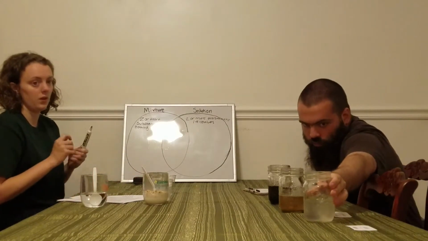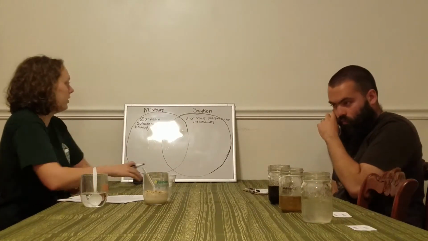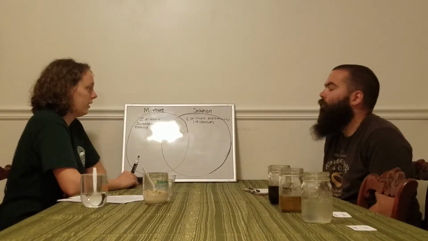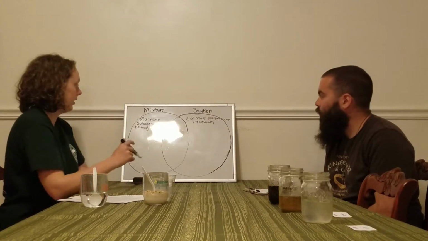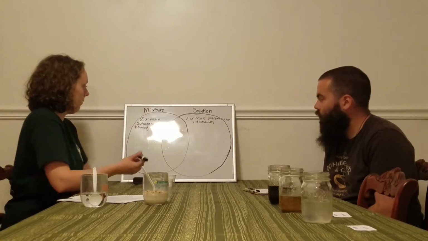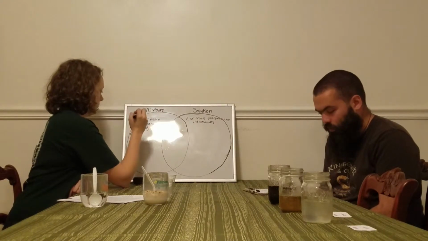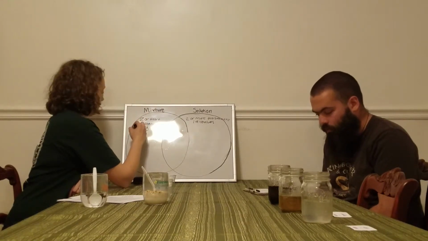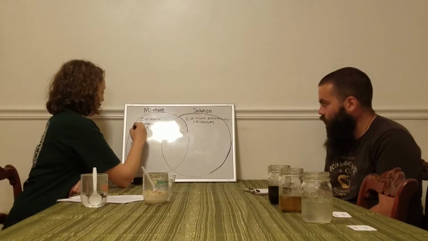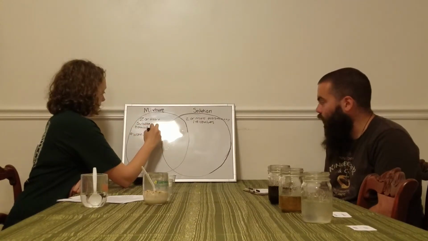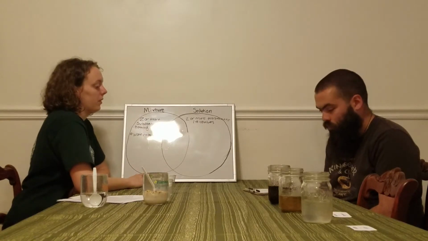So you're saying one of the main indicators that it's a solution is that you can't see one of the elements anymore. Yes. All right. So what were our mixtures that we looked at? Well, the ones that were just mixtures were water and pepper, soil and water. Go ahead and flip your paper or go to the next page.